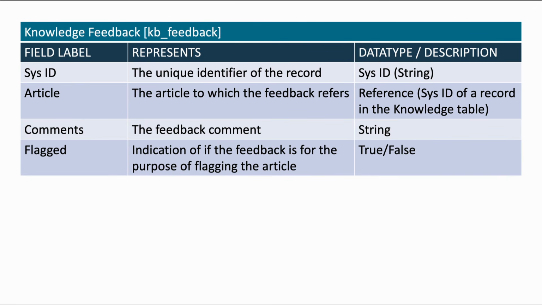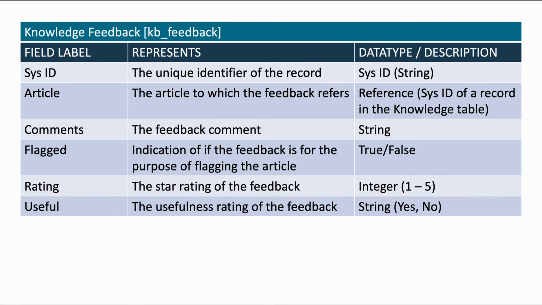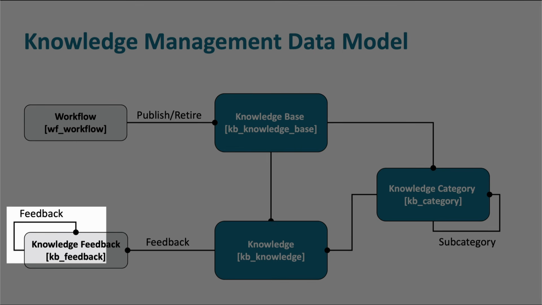The flagged field indicates if this feedback entry is for the purpose of flagging the article for some type of enhancement or correction. The rating field stores the star rating as an integer from 1 to 5 when the feedback is of that type. The useful field stores a usefulness vote, and that'll be yes or no when the feedback is of that type. And the parent feedback field enables the ability to provide feedback about some other feedback. That would be like this relationship right here.